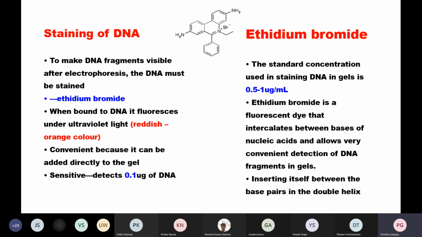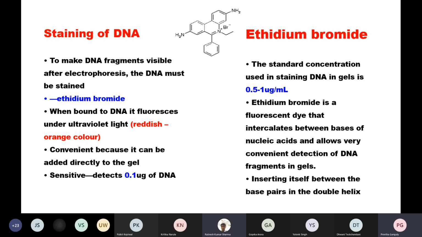Now, as somebody asked me before about the ethidium bromide, the staining of DNA is done by this ethidium bromide. We want the DNA fragments to be visible after electrophoresis. So we stain the DNA with a fluorescent dye or fluorescent molecule, and here we use ethidium bromide. This ethidium bromide intercalates between the bases of nucleic acid and allows the convenient detection of DNA fragments. Under UV, this DNA plus ethidium bromide gives a reddish orange color which can be easily detected.